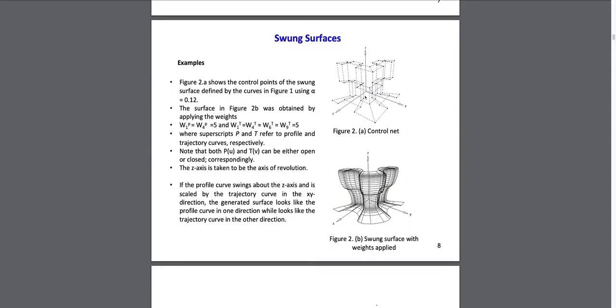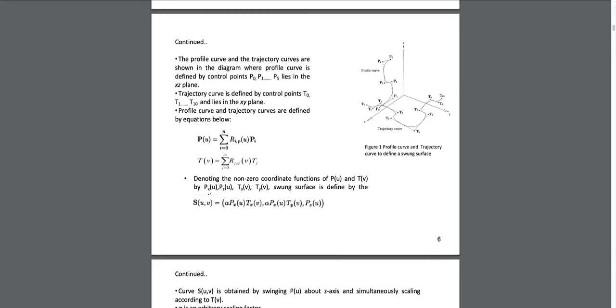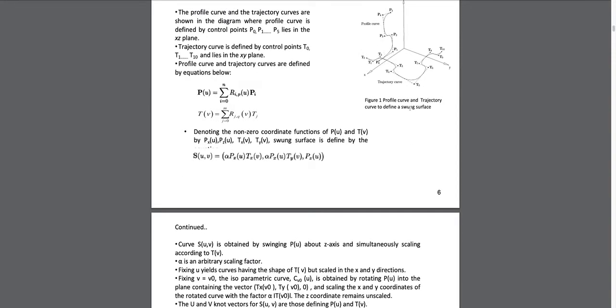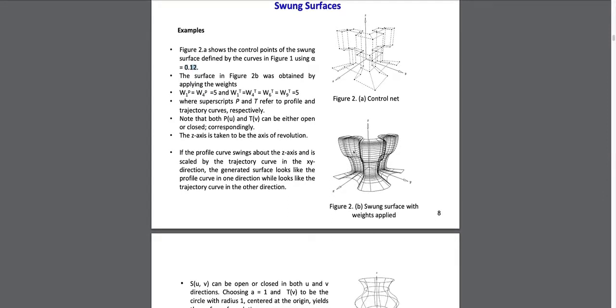Now let us see this example. For the figure we have seen in figure 1, let us see what happens if we swing the profile curve along this trajectory. So this is the control net that is formed, and these are some example weights. And here we choose the scaling factor to be 0.12. So after rotation, these are the control points, and figure B shows how a swung surface is formed when we rotate the profile curve along the trajectory.